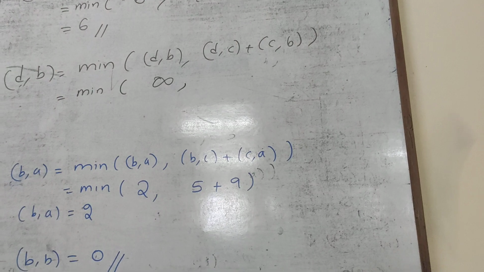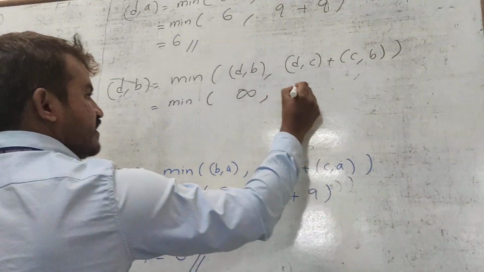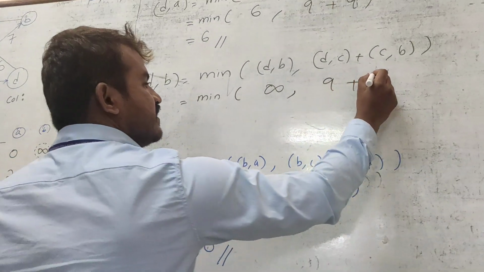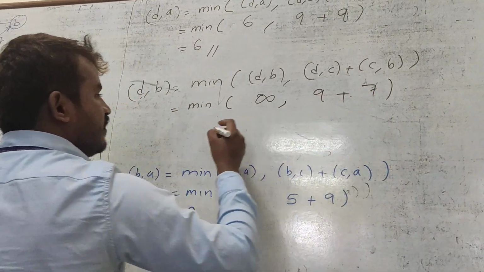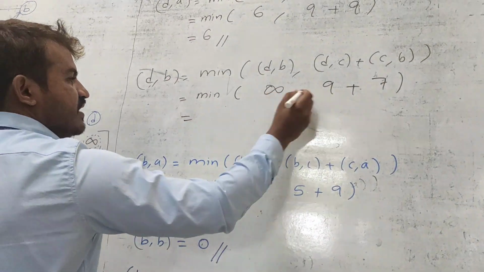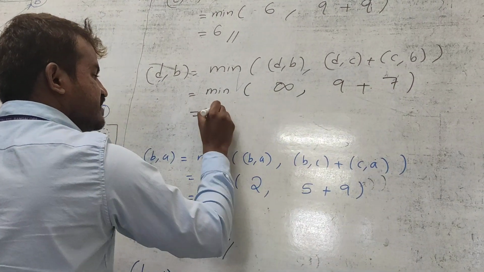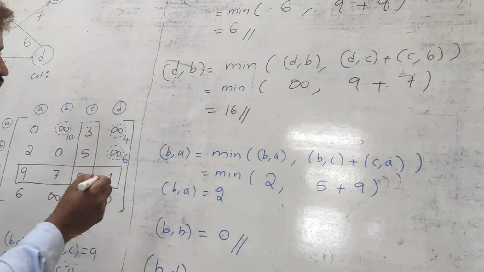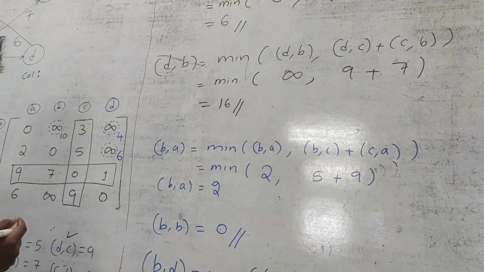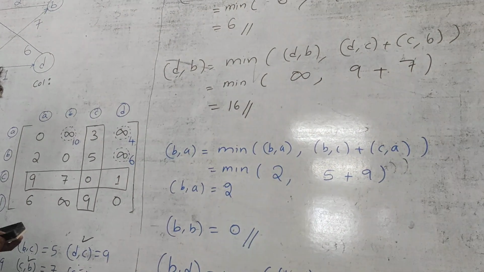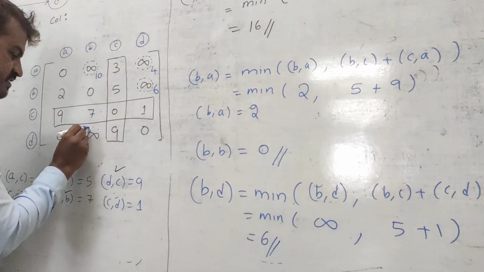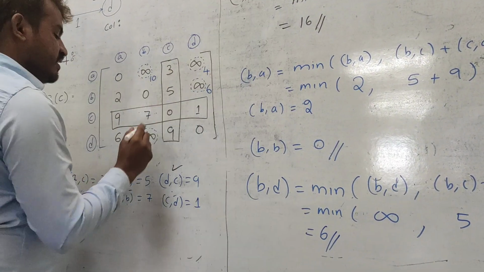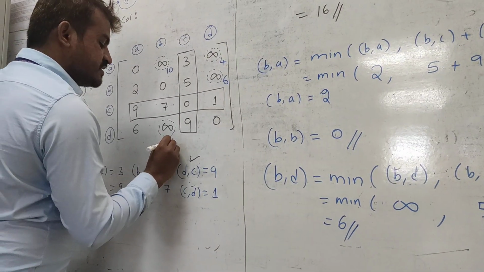Then D to C is 9 plus C to B is 7. Then what are the values? Is infinity better or is 16 better? 16 is the better one. That is fine. That is the minimum one. You can consider the other to be infinity. Then you have to replace it. Then this D to B, its value, we got it: 16.